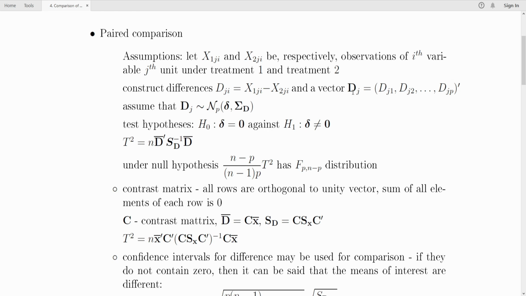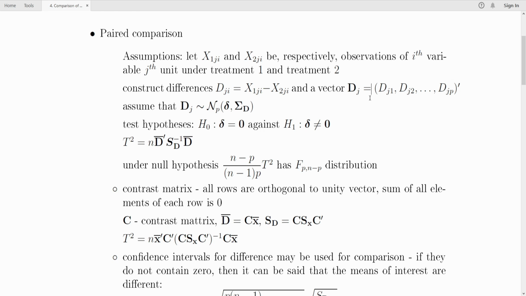Then we put those differences in a vector, d_j, where each element is the difference for the first, second, or pth variable. This is equivalent to what we had before: because we have n of those difference vectors, whereas in the univariate case we had n values, so n numbers.